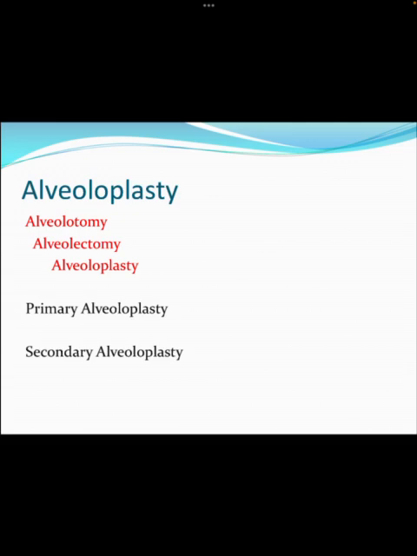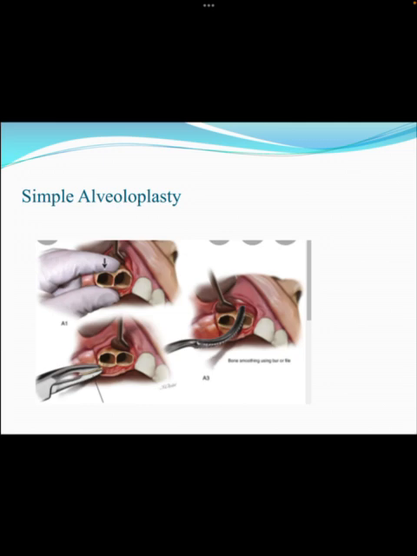Coming on to alveoloplasty, there is primary alveoloplasty and secondary alveoloplasty. Primary or simple alveoloplasty is usually done after the extraction of the tooth. We compress the socket with finger pressure, as the tooth bearing area will be edentulous. After compressing the buccal and the palatal socket, it will be reduced.